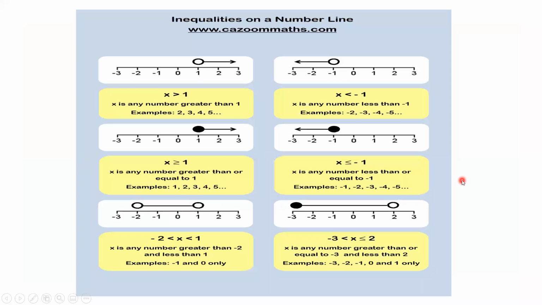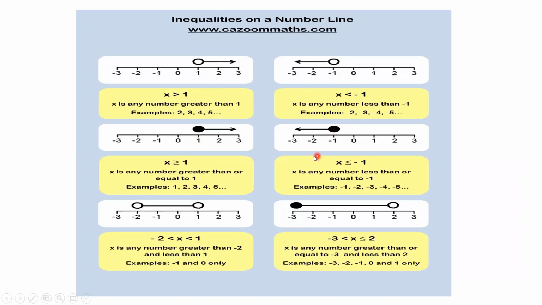This is another form of the same thing basically. x is greater than 1 because it's open, 1 is not included. x is less than -1, you can see the dot is open, -1 isn't included. x is greater than or equal to 1, it's a closed dot, 1 is included. x is less than or equal to -1, again it's a closed dot, so -1 is included.